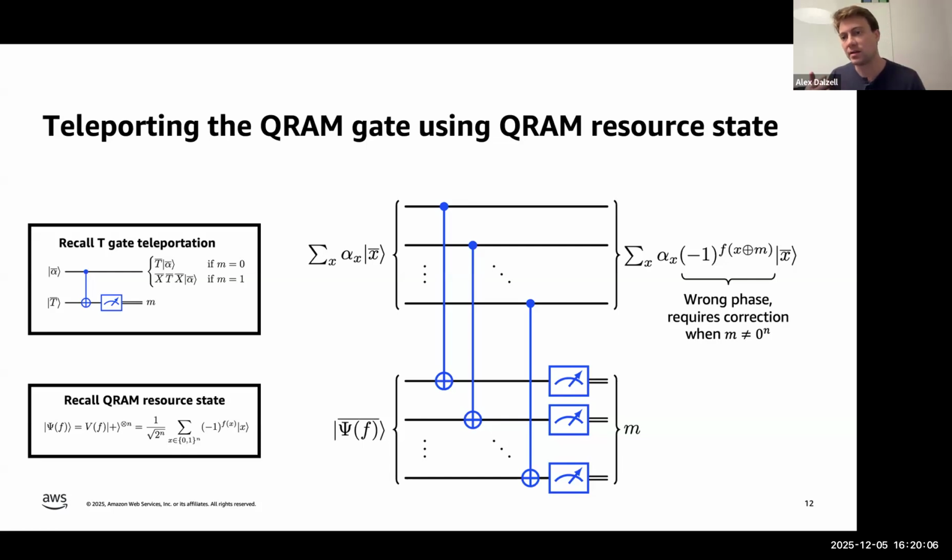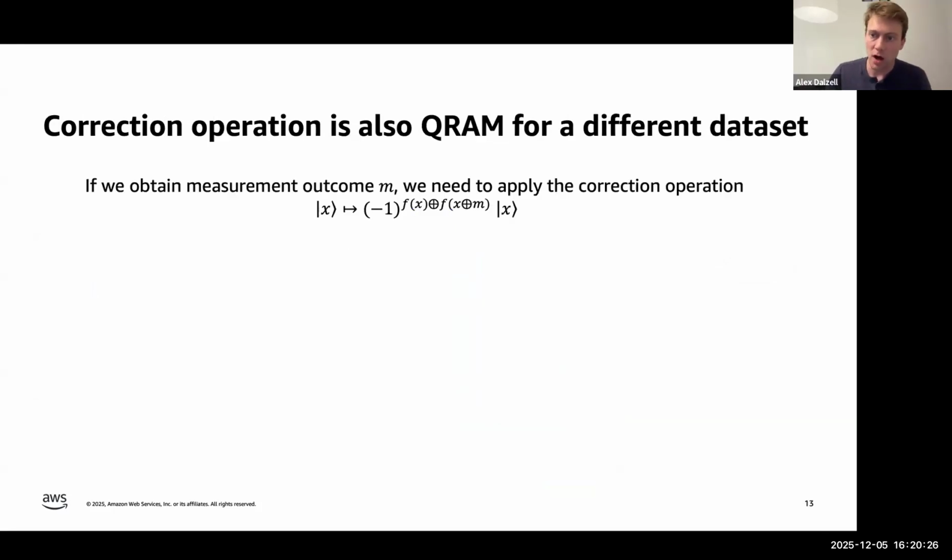But most of the time we get a different measurement outcome and we find that we applied the wrong operation onto the first register. We applied -1 to the f of x XOR m, instead of -1 to the f of x. So similar to what happened with the T gate, we need to perform a correction operation. In particular, in order to undo this erroneous phase and then redo the phase -1 to the f of x that we wanted to apply, we need to send computational basis state x to itself with a certain phase shown here. And you can see that this is precisely a QRAM unitary V of f, but just for a different function f than we had before.